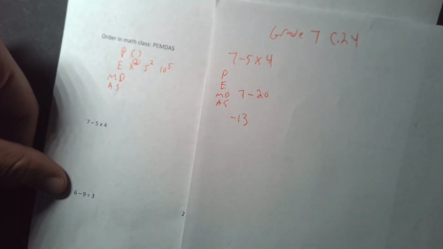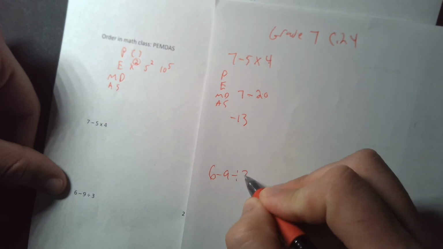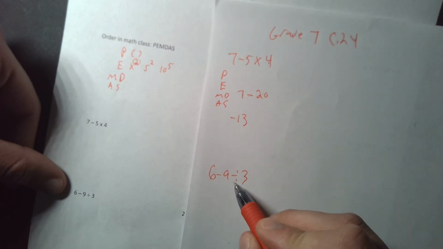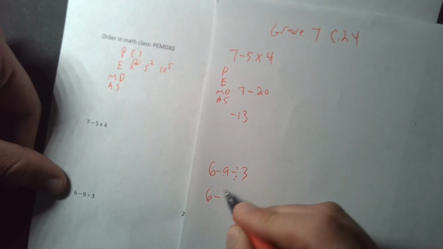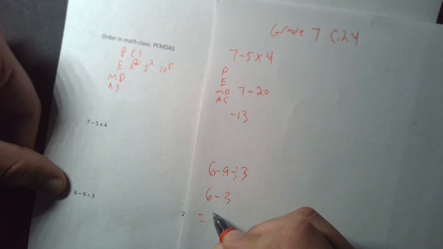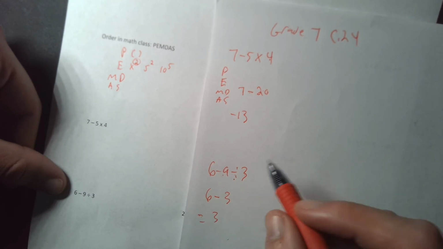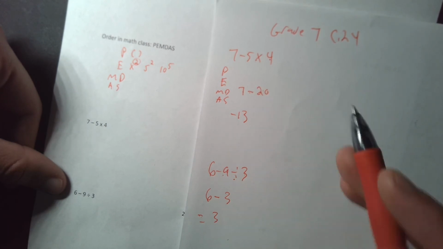Okay. Up next, we have 6 minus 9 divided by 3. Same idea. I have to divide first before I subtract. So we have 6 minus 9 divided by 3 is 3, and 6 minus 3 is 3. So there I did not write out the acronym. Okay, so if you need it, write it. If you don't need it, don't write it.